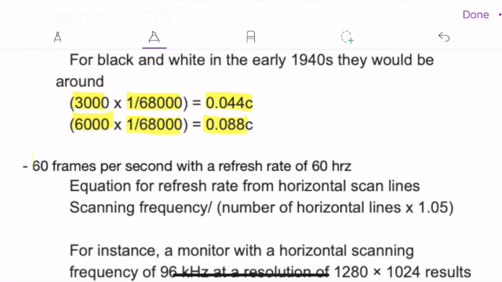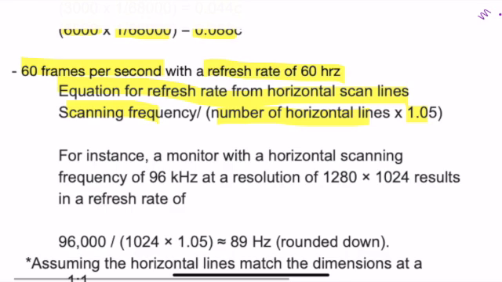Finally, let's take a look into our final equation. It is standard to have 60 frames per second on a CRT TV, with a minimum refresh rate of 60 Hz. The equation for the refresh rate from the horizontal scan lines, meaning how many horizontal scans are used in a second, is the scanning frequency divided by the number of horizontal lines on that TV times 1.05. And the reason why we use 1.05 is because it takes about 5% of the time for the electrons to go from top to bottom, meaning vertically. It takes 5% of the time. That is why we multiply it by 1.05.